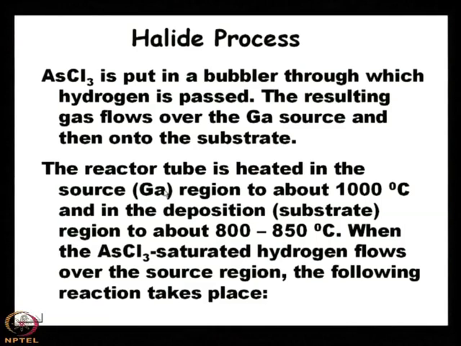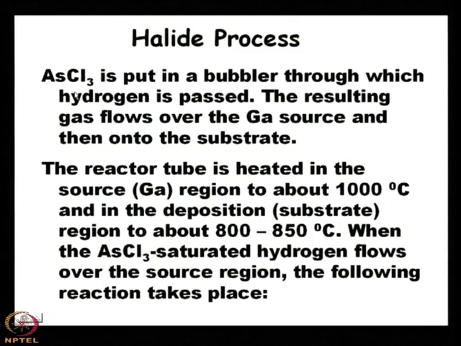Similarly, gallium is also a liquid at room temperature. You know that gallium is a liquid. The advantage of a liquid is that you can purify it by successive distillation, because in semiconductors the purity is very, very important. So, AsCl3 being a liquid is put in a bubbler through which hydrogen is passed. The resulting gas flows over the gallium source and then onto the substrate. What is the substrate? The substrate obviously will be gallium arsenide, because you would like to grow gallium arsenide.